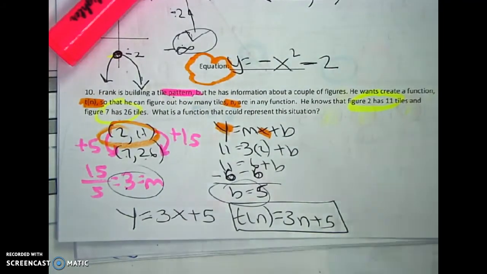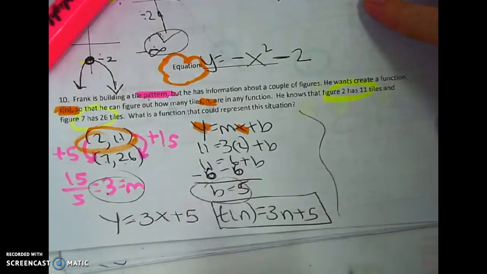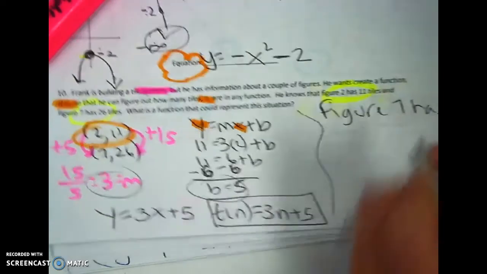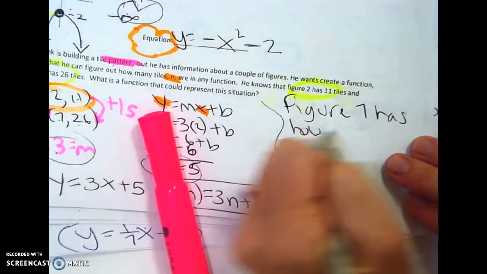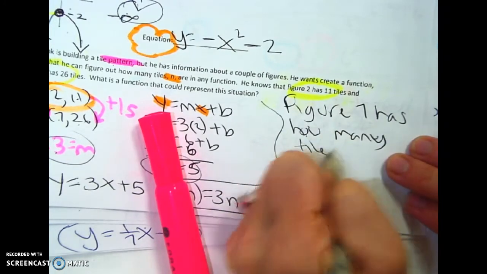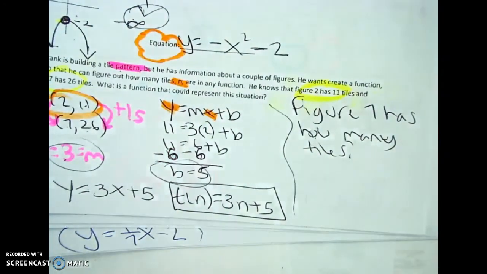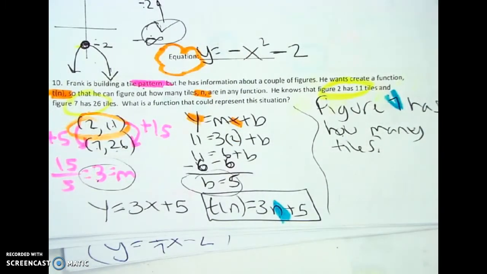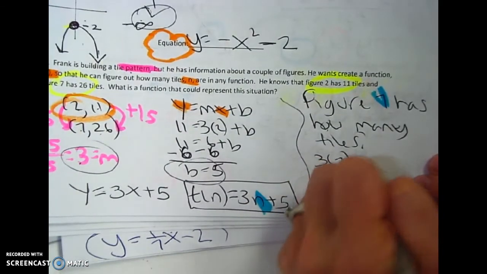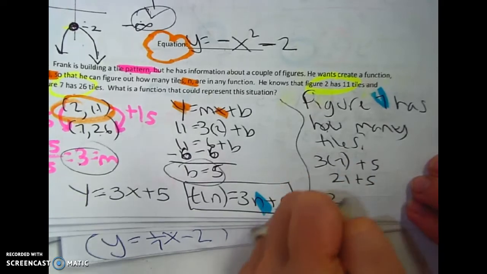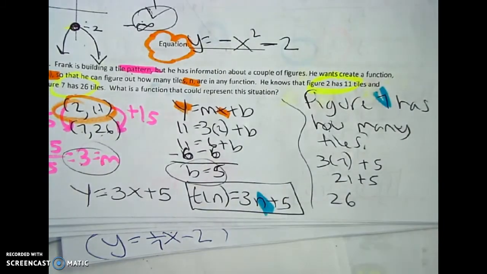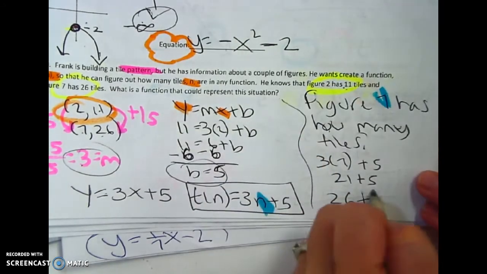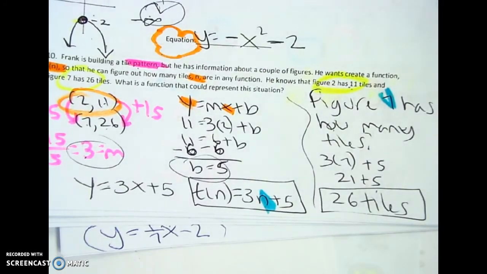That's what I need to do. Okay? Now, you may have a question in there, and it might say figure 7 has how many tiles? So if you see a question like that, what you're going to do is take that 7 and plug it in. And you're going to go 3 times 7 plus 5, 21 plus 5, 26. Now, if you just write 26, I have no idea what you're talking about. What are we talking about? 26 tiles. Okay, so that's your quiz. Study. Good luck.